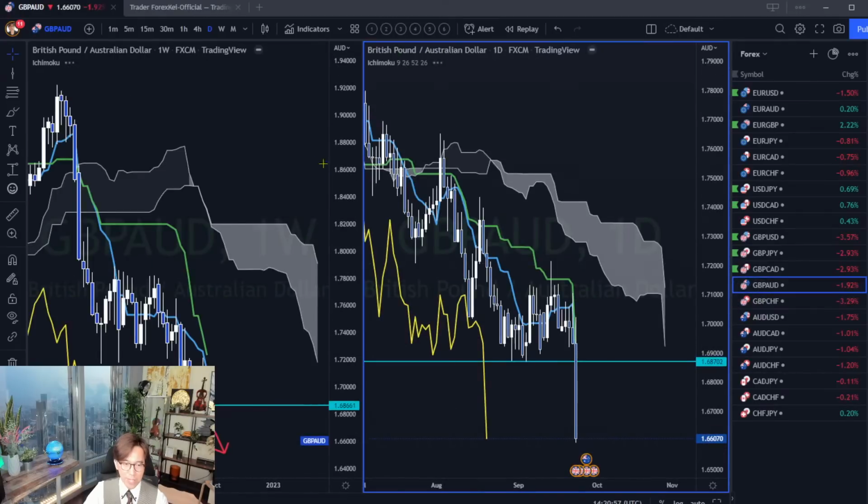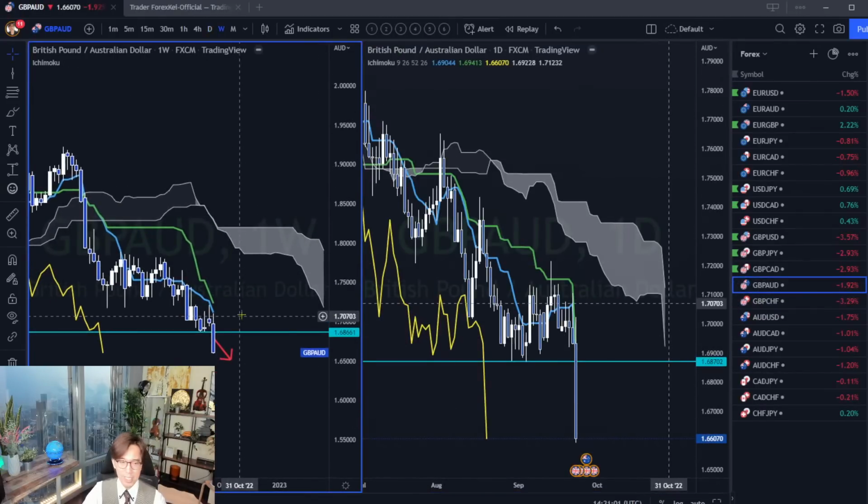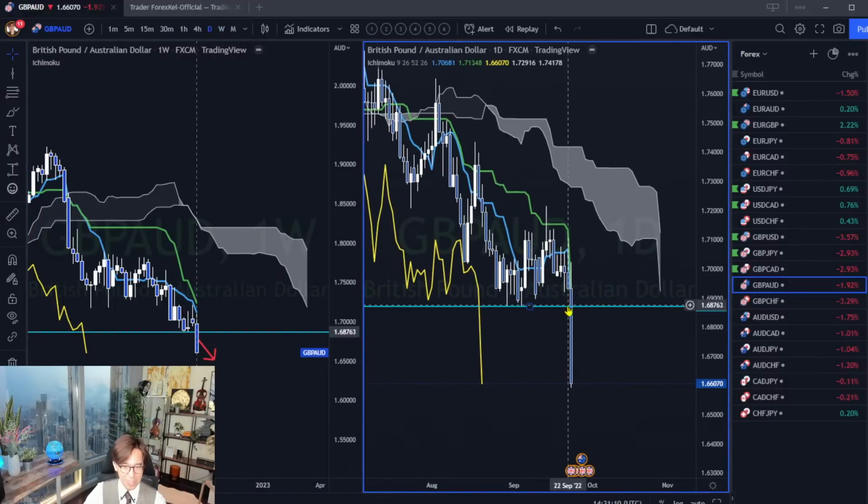So next one is the Pound AUD. Pound AUD is very much the same as Pound CAD. This one is down on the weekly, stably down on the weekly, but there was too much of a breakout on Friday. So wait for the consolidating market and sell if it still goes down continuously.